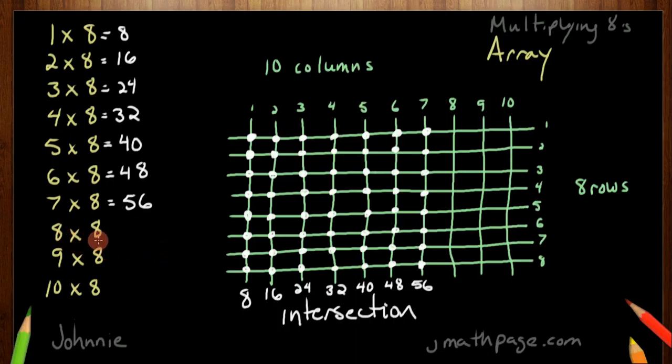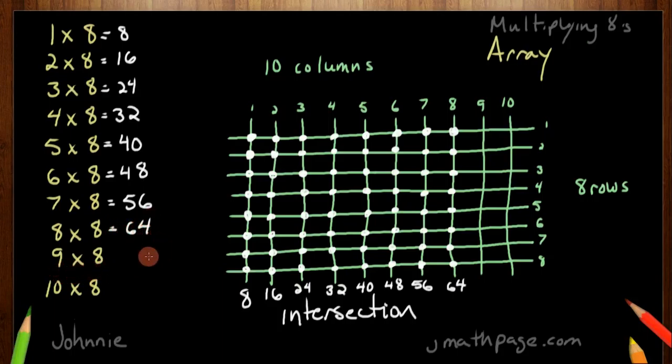What about 8 times 8? Well, here's our 8th column. Let's go ahead and add our intersections. 56 and 8 more, 56, 57, 58, 59, 60, 61, 62, 63, and 64. So 64 altogether. So we know that 8 columns and 8 rows will give us 64 intersections.